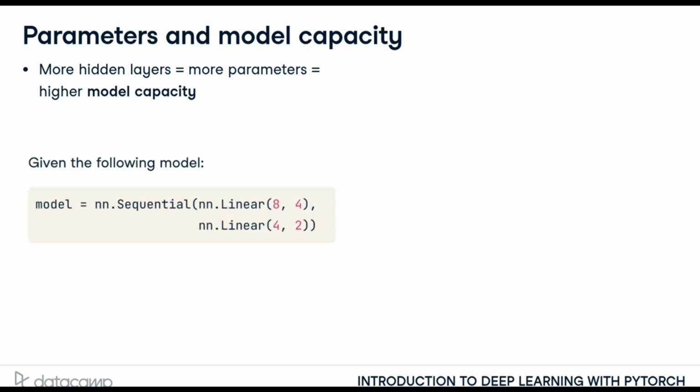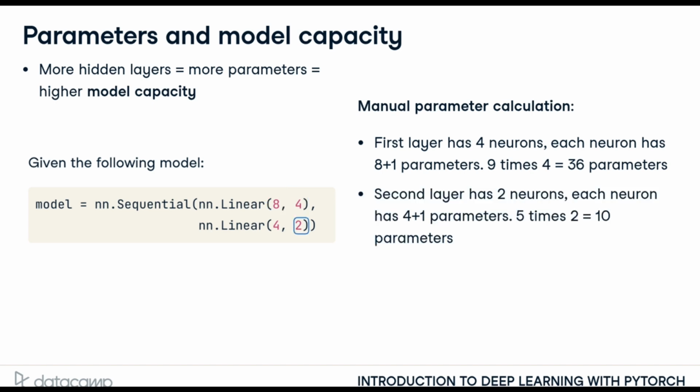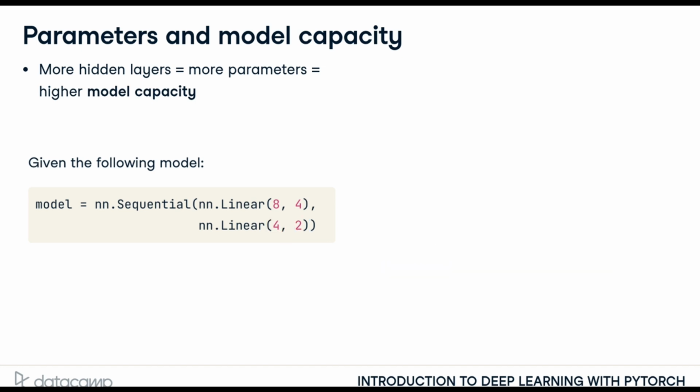Let's break it down with a two-layer network. The first layer has 4 neurons. Each neuron has 8 weights and 1 bias, which results in 36 parameters. A second layer has 2 neurons. Each neuron has 4 weights and 1 bias, for a total of 10 parameters. Adding them together, this model has 46 learnable parameters in total.